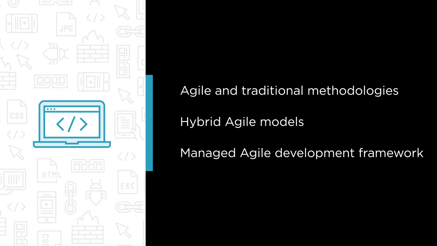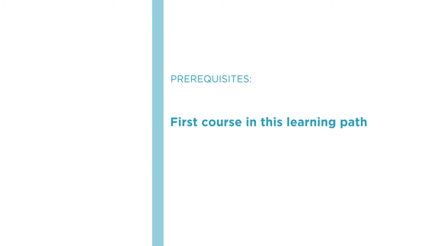This course is part of an overall curriculum for Agile Business Management that consists of 3 learning paths. This course is the second of 2 courses in the Introduction to Agile Business Management learning path, and you should take the first course in this learning path before taking this course.